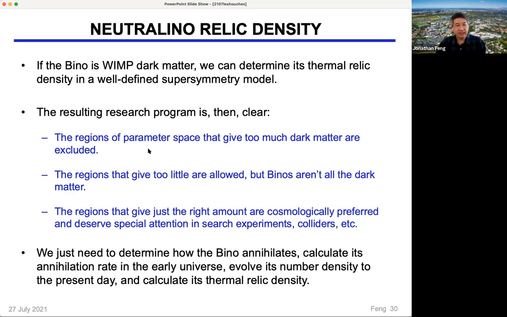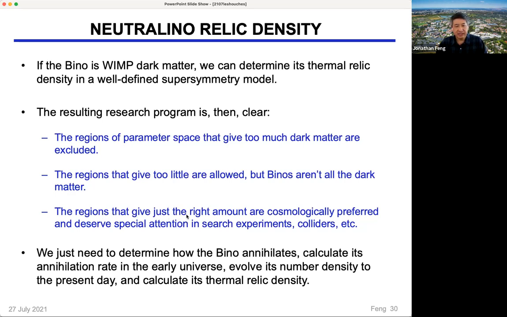So let's do the following. We'll calculate the relic density. The regions of parameter space that give us too much dark matter are excluded. Okay, obviously you can't have too much dark matter that overcloses the universe, makes the universe too short-lived, doesn't work. Regions that give too little are okay, but then Binos aren't all the dark matter, and you've got to go find some other dark matter candidate, which you can do. It could be Binos are half the dark matter and axions are the other half or something.